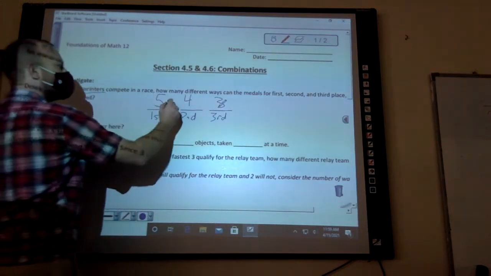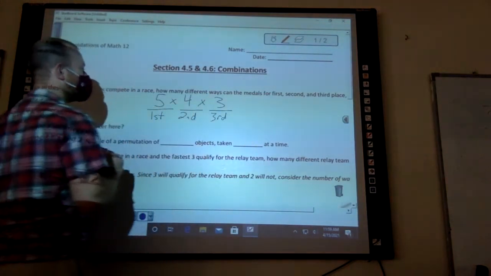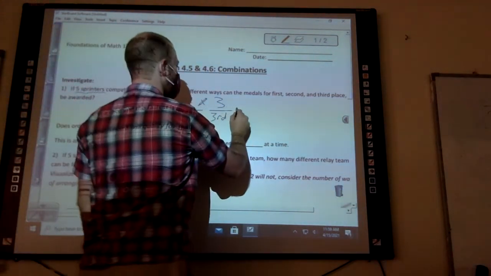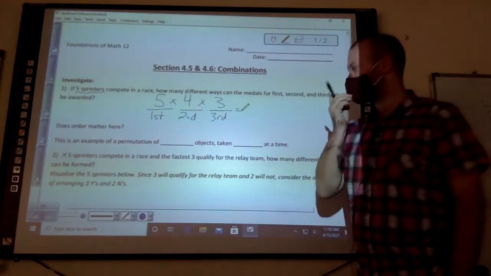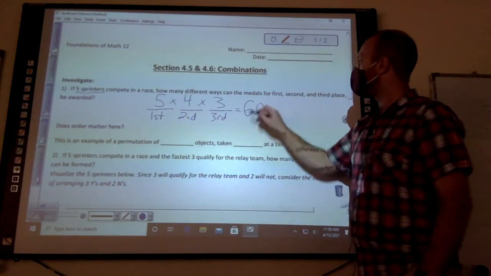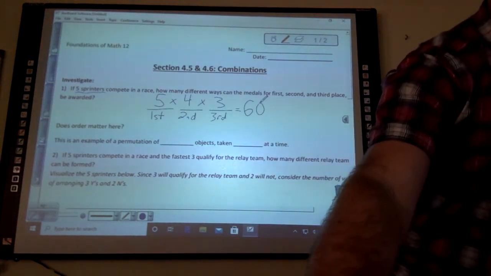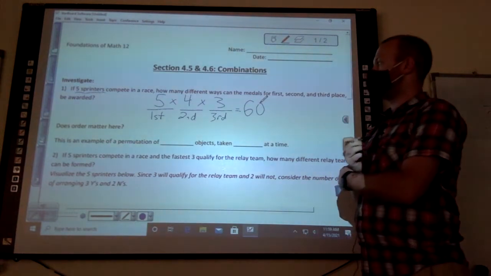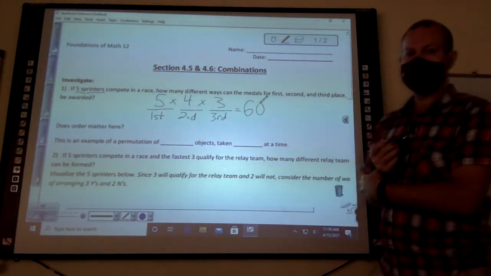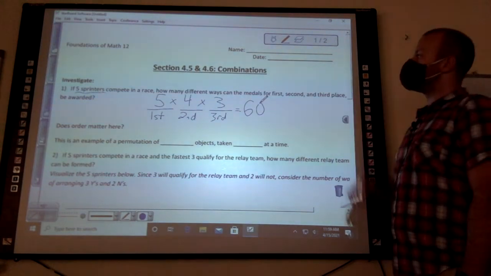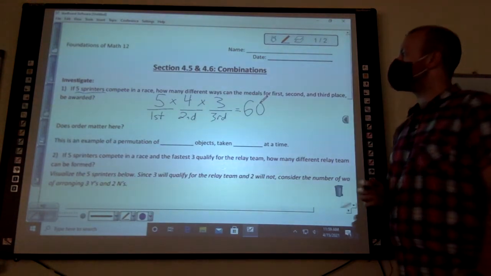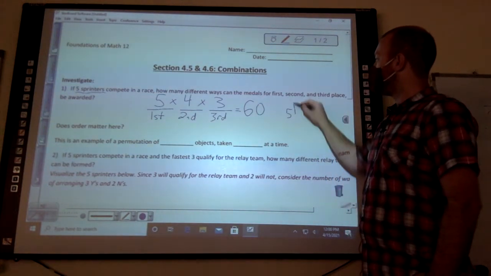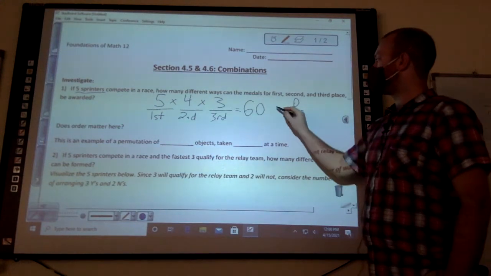If I want the total number of ways, I'm going to multiply each of these together. So 5 times 4 gives you 20. 20 times 3 is 60. So this is how I've shown it, the long way. It's not super long. The quick way to do something like this is just saying, I've got 5 people to pick from. It's a permutation, and I want 3 of them.